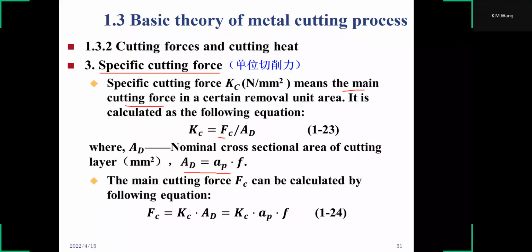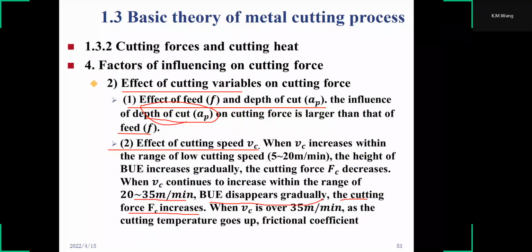But when the cutting speed is over 55 meters per minute, as the cutting temperature grows, the friction coefficients also have some difference for the cutting force.